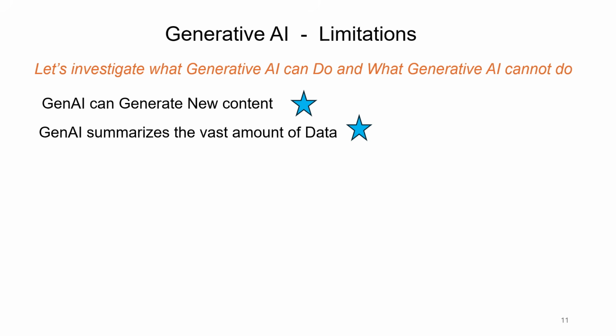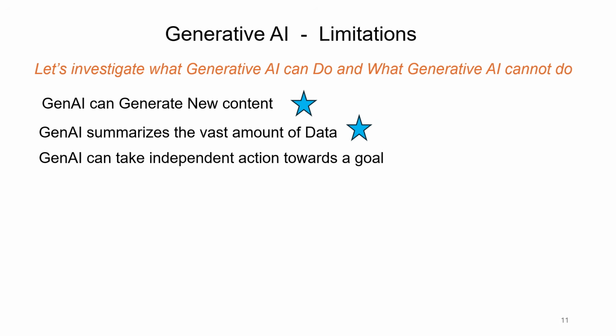Gen AI takes independent action towards a goal. Is this statement true? No. Gen AI cannot act independently. It needs human intervention. Agentic AI or AI agents can act independently to achieve a goal. For AI agents and agentic AI systems understanding, I have provided the details of the video in the video description.